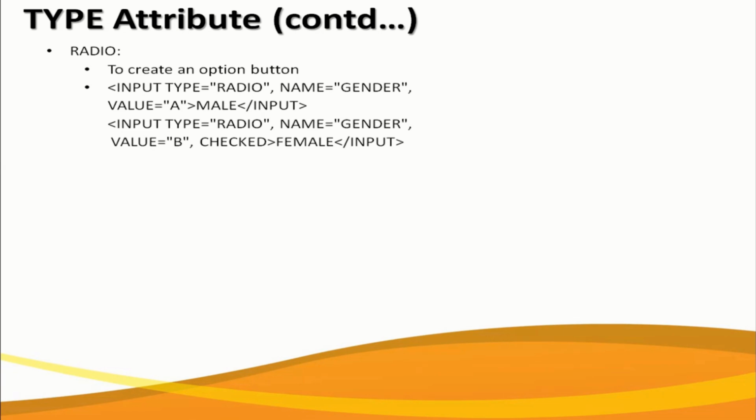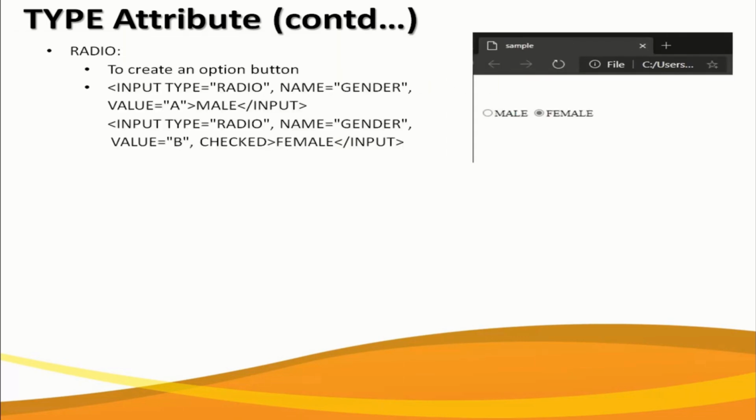Type is radio. Name is gender. And value given as A. Another one is same as above except value, which is here B. Here in the output two options, male and female, are there.